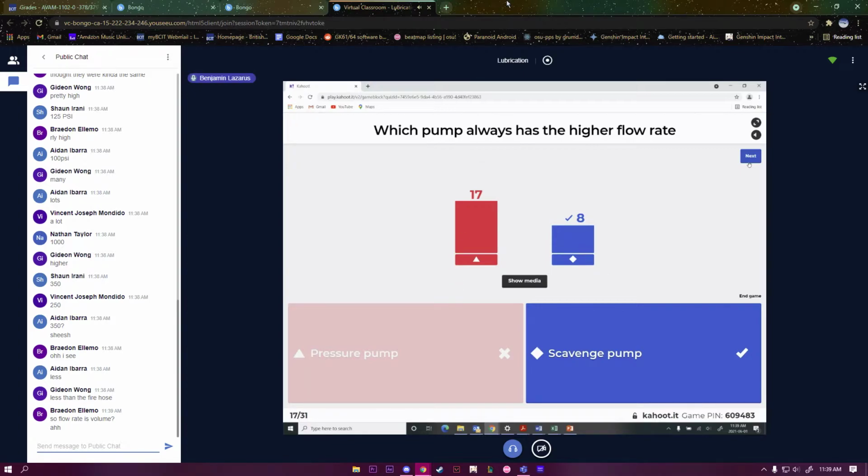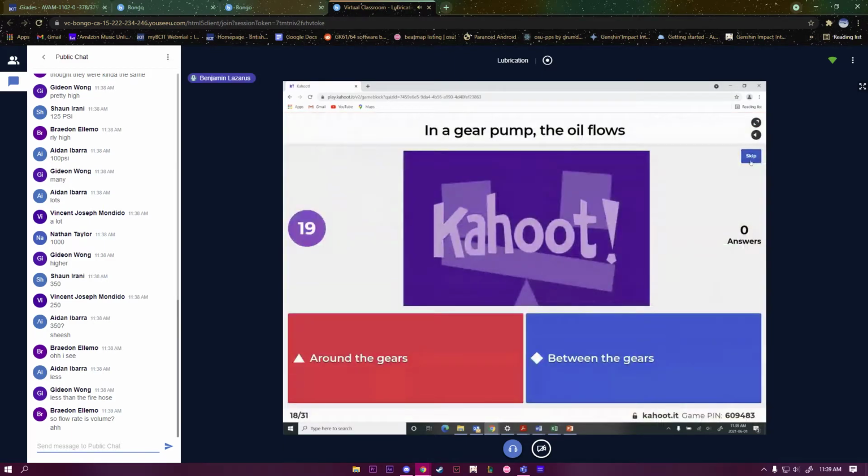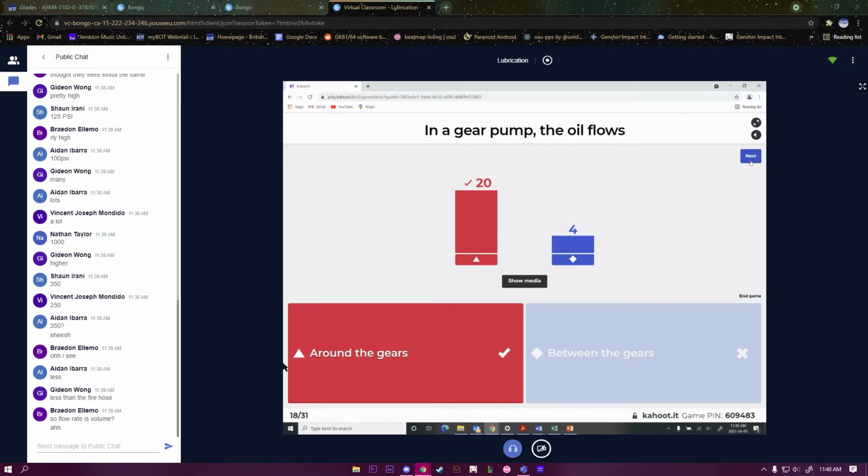All right. Glad I stopped here, because most people got it wrong. And I believe there's a question about this on the test, because this is an important one to understand. The scavenge pump always has a higher flow rate. It must. Right, around the gears.